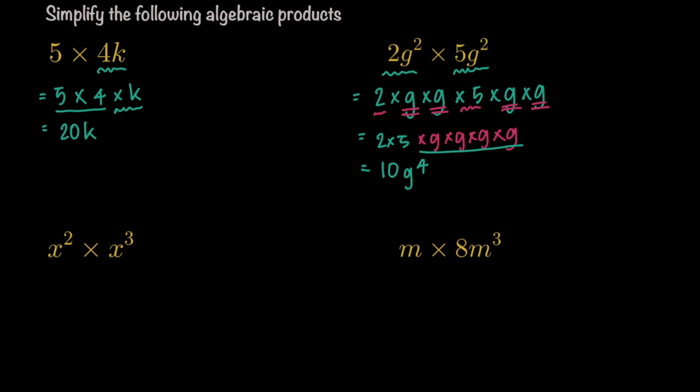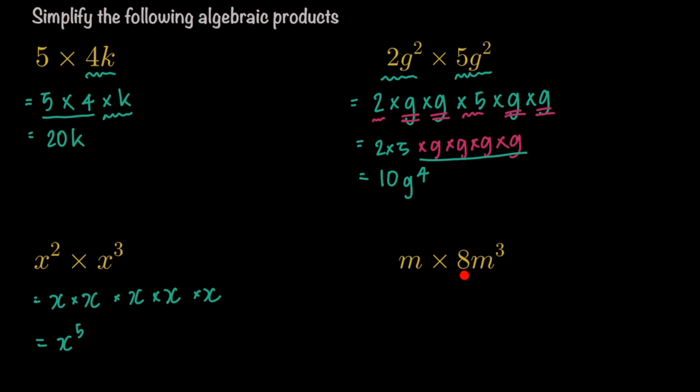Next question, I have x squared times x cubed. So let's start by writing x squared is x times x, and x cubed is x times x times x. Altogether, how many x's are there? There are 5 x's and they're being timesed. So it becomes x to the power of 5.